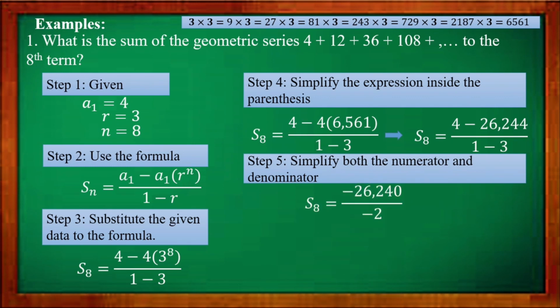So let us start with the numerator. So 26,244 minus 4 is 26,240. And 26,244 is higher than 4 or bigger than 4. That is why its sign is negative. That is why it's also negative. And in the denominator, 1 minus 3. So 3 minus 1 is 2 and 3 is higher than 1 and its sign is negative. That is why it is also negative.